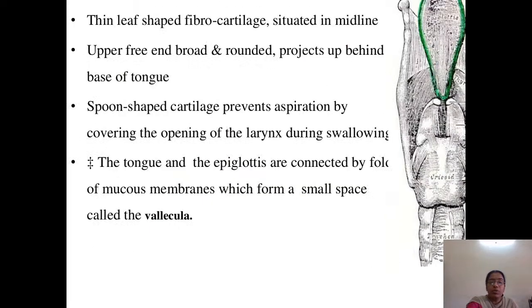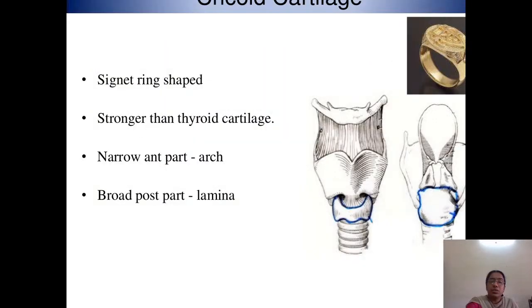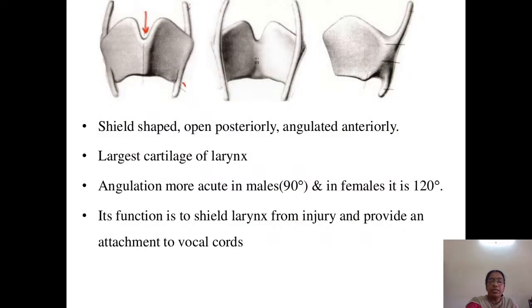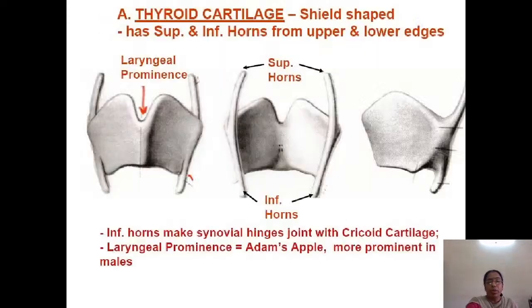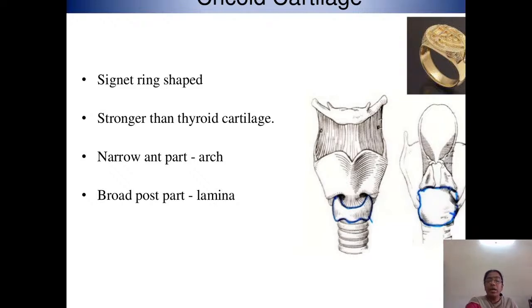So that is about the unpaired cartilages. We have gone through the thyroid cartilage, which is sheet like, the larger cartilage, angulated anteriorly and open posteriorly. The cricoid cartilage is like a ring consisting of an arch anteriorly and a lamina posteriorly. It is stronger than the thyroid cartilage.